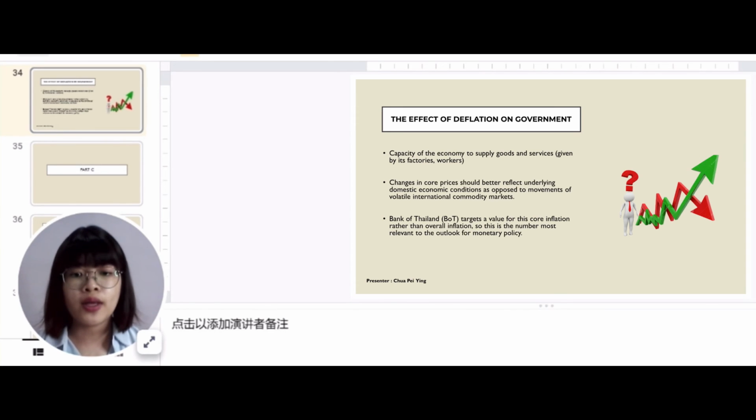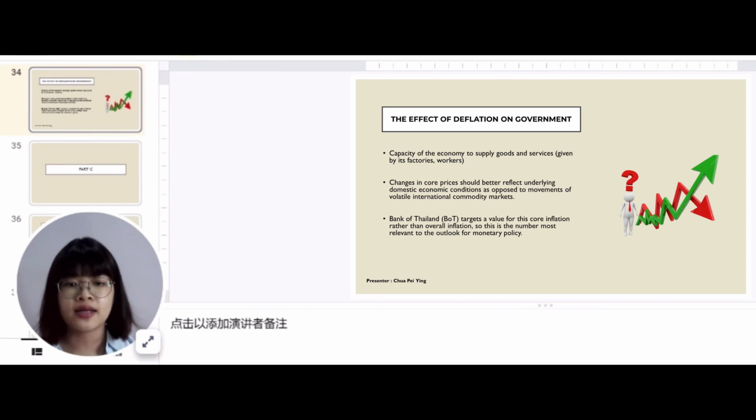Deflation happens when the capacity of the economy to supply goods and services, given its factories, workers and so on, exceeds demand, so there is pressure for prices to fall. A continued decline in prices, deflation, can in turn aggravate the economic crisis because consumers expect prices will be lower in the future and so have an incentive to postpone purchases. They also feel their wages, the price of labor, may decline along with prices, so they tend to save more.